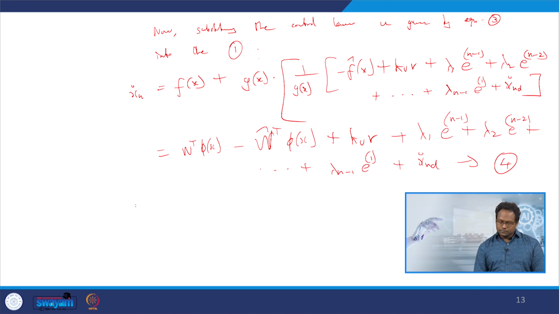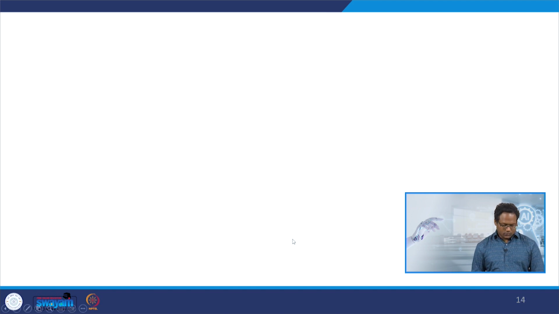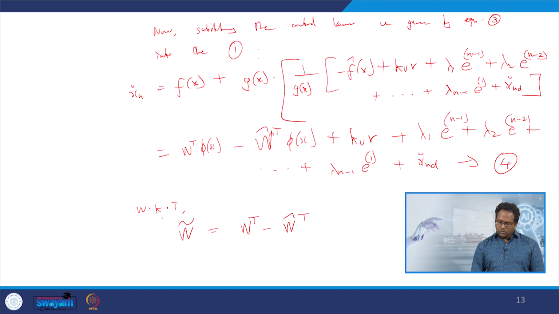We know that w tilde is given by the discrepancy between the ideal weight vector and the estimated weight vector. Okay, so again I go back. w tilde, which is nothing but the weight vector error, is given by the difference between the ideal weight vector and the estimated weight vector.